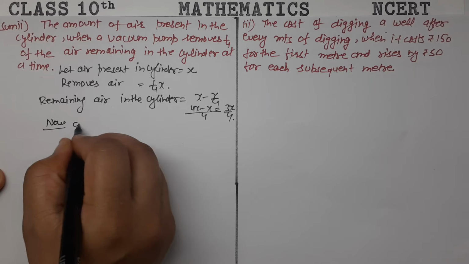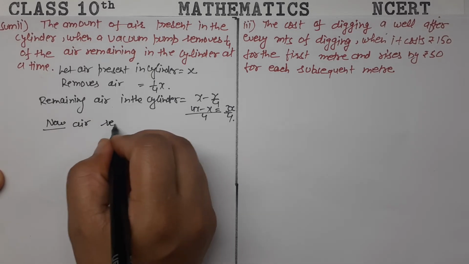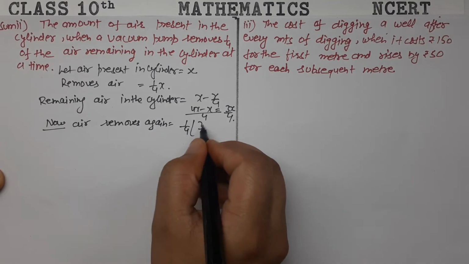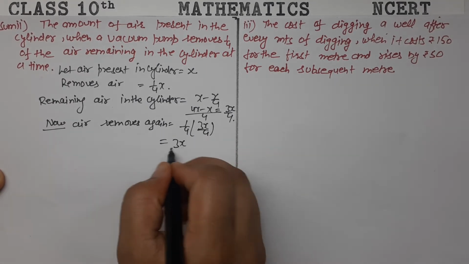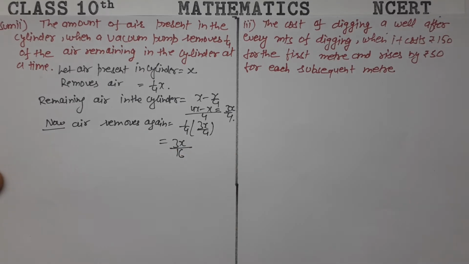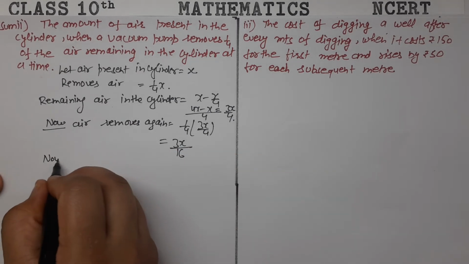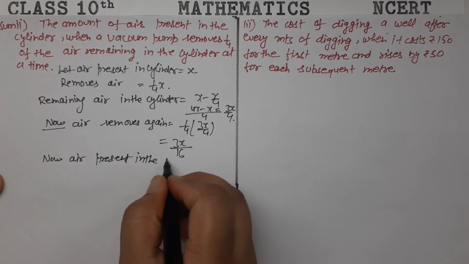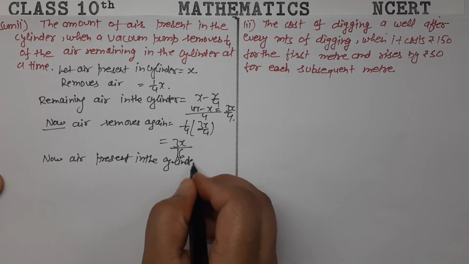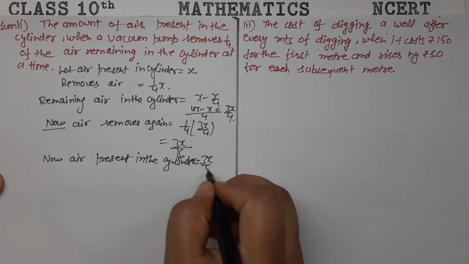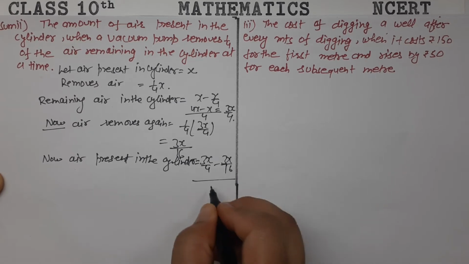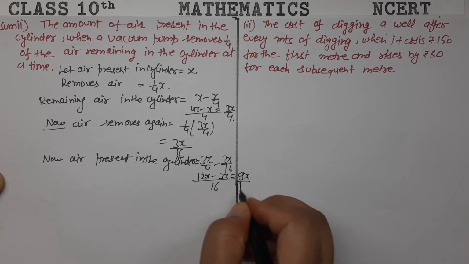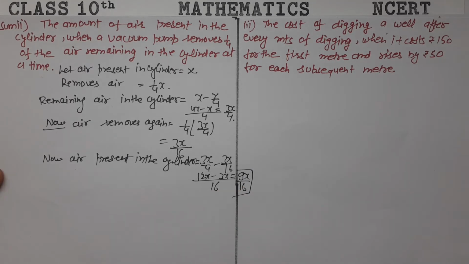Now the air removes again 1/4 of 3x by 4. It makes 3x by 16. Now the air present in the cylinder is 3x by 4 minus 3x by 16, taking LCM, we have 9x by 16.